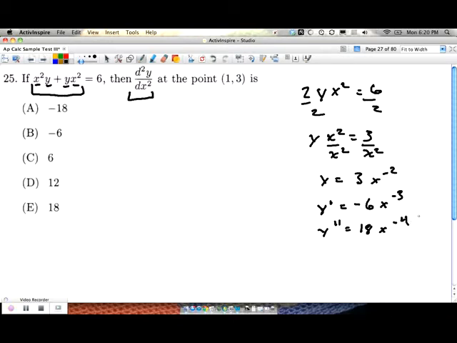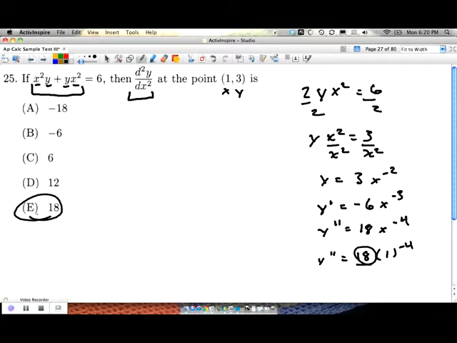That's not bad at all. Because if I'm trying to plug in the point 1 here, I don't really care about the 3 because I don't need to plug that in. Y double prime is going to be 18 times 1 to the negative 4. And 1 to any power is still 1, so it's just 18. That was a lot faster than I thought.